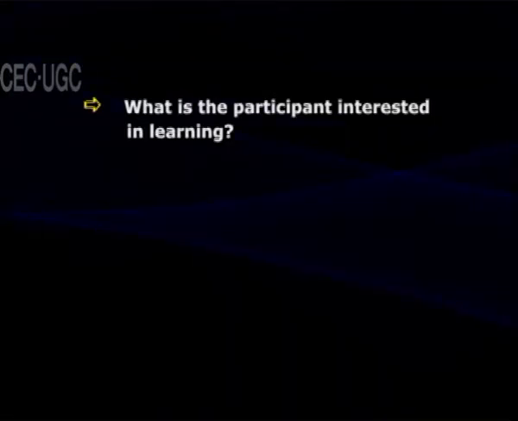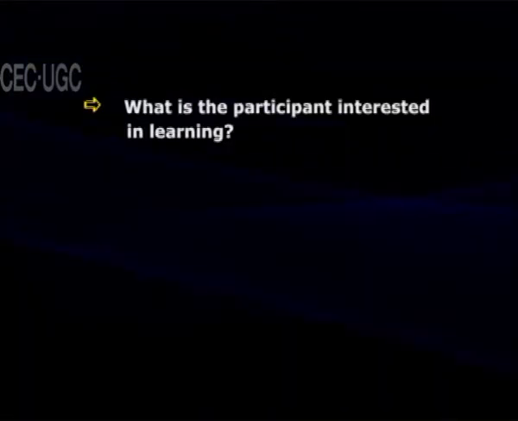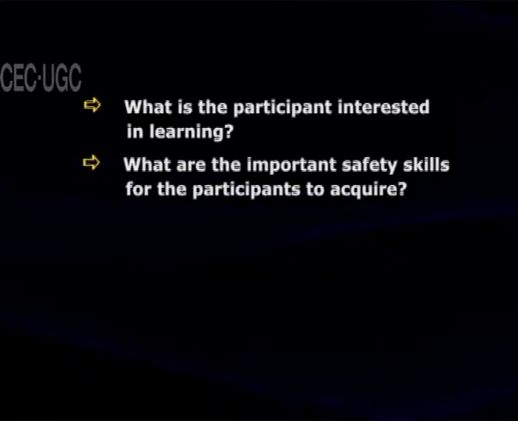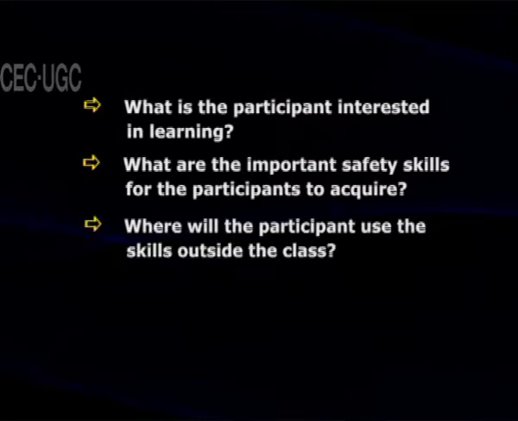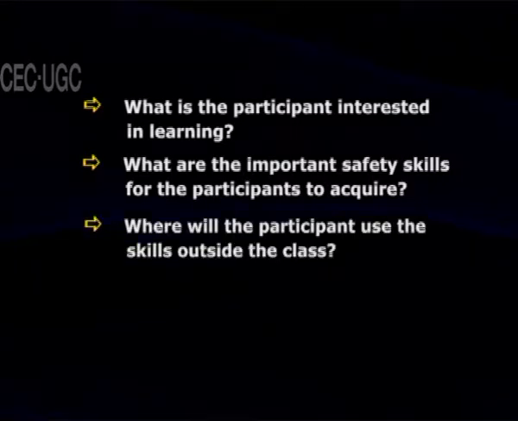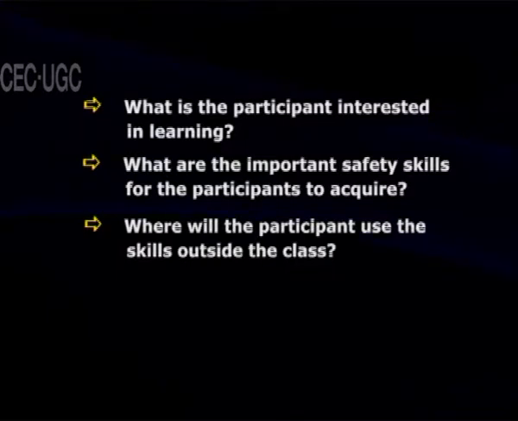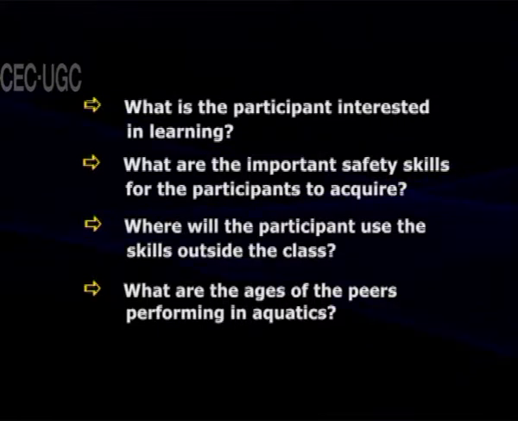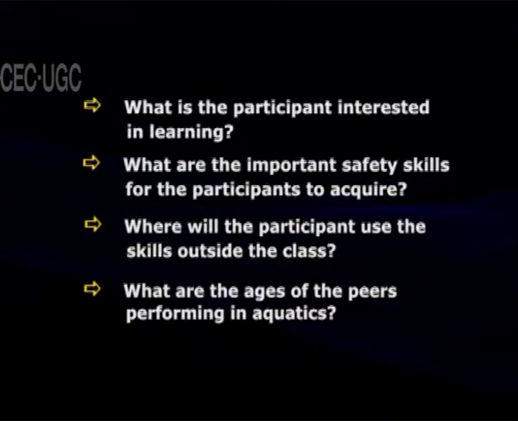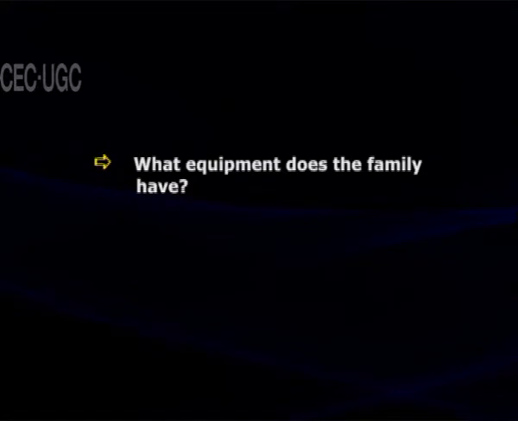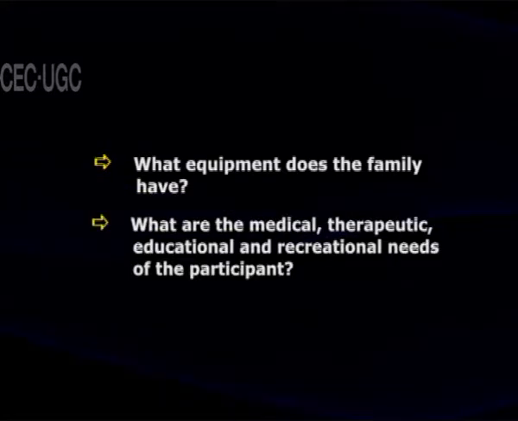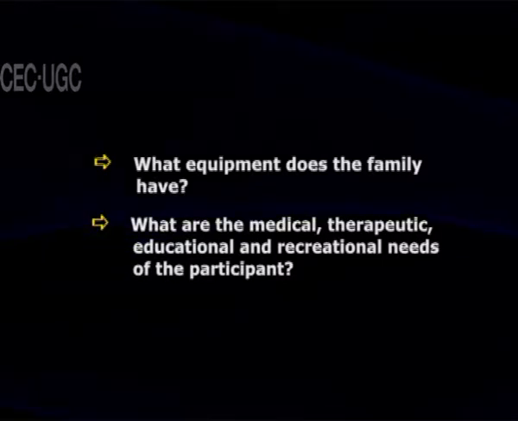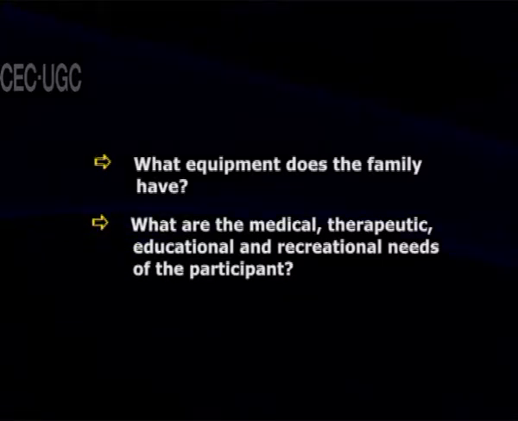Number 1. What is the participant's interest in learning? Number 2. What are the important safety skills for the participant to acquire? Number 3. Where will the participant use the skill outside the class? Number 4. What is the age of the participant performing in aquatics? Number 5. What equipment does the family have? And last, number 6. What are the medical, therapeutic, educational, and recreational needs of the participant?